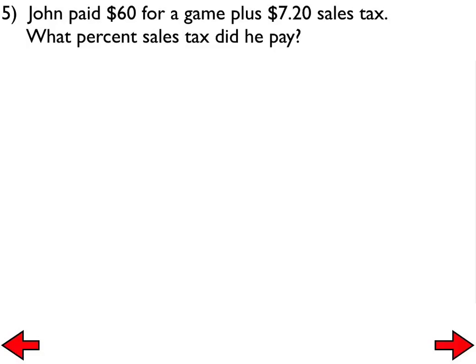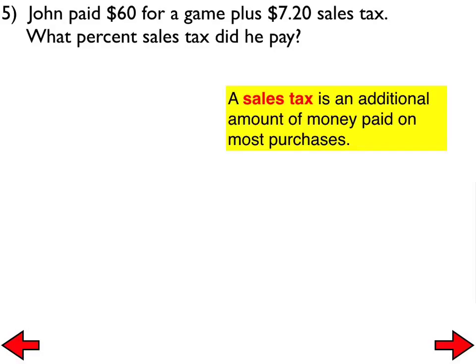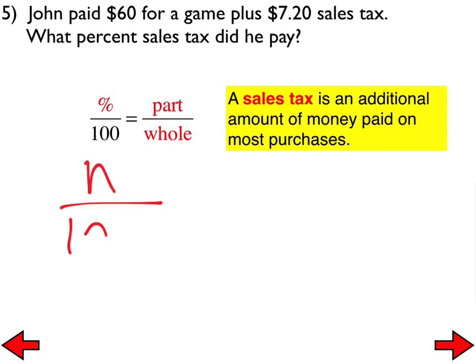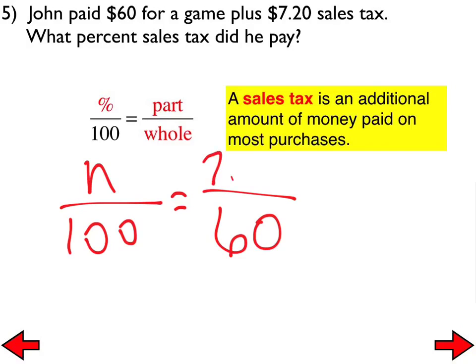And I want to know what that percentage was. So let's set this up. Remember, percent over 100 equals part over whole. Sales tax is an additional amount of money paid on most of the things you buy. Do you see a percent in this problem? No. So that's going to be your N. Is 60 the whole price or just part of it? Whole. That's the whole game price. And then 7.20 is the part.